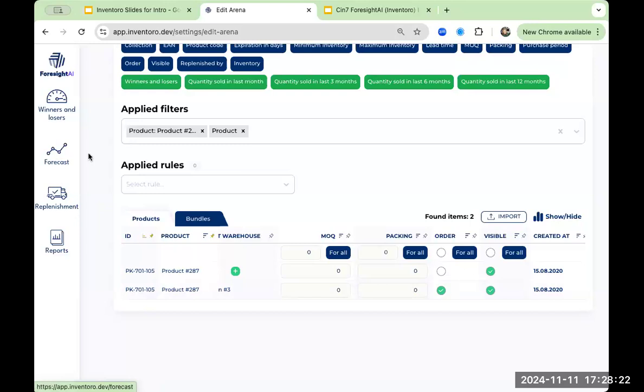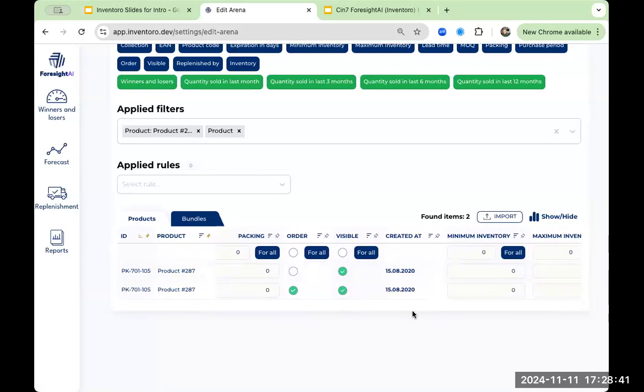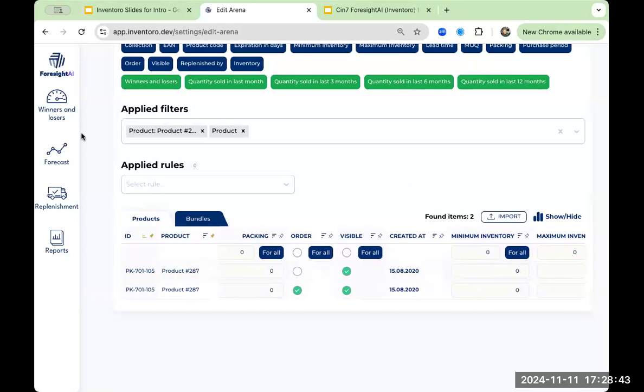Visibility is going to take it out altogether. So that would be like labor or water. Those aren't necessarily something you need to have on hand, or you don't need to purchase labor, right? But you also probably don't necessarily need to see it in your forecast and your winners and your losers. When it was created, item minimum inventory and maximum inventory.